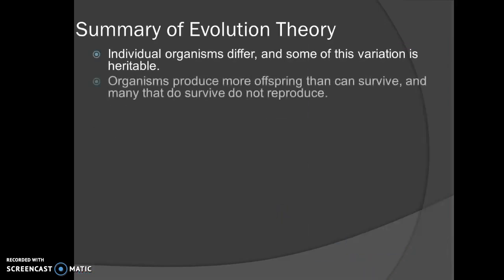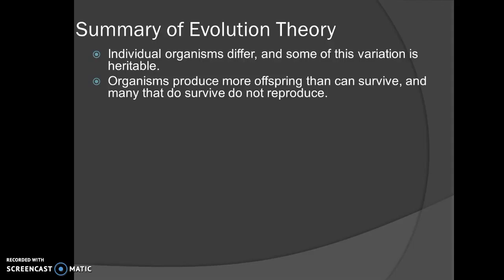Summary of evolution theory, the theory of evolution by Darwin. Individual organisms differ. And some of that variation is actually inherited. Some of it is environmentally influenced, but some of it is inherited. And it's that inherited stuff that is passed on to offspring or to next generations that's important.